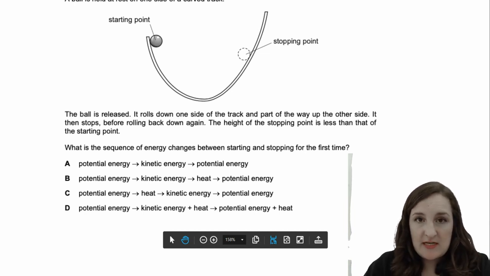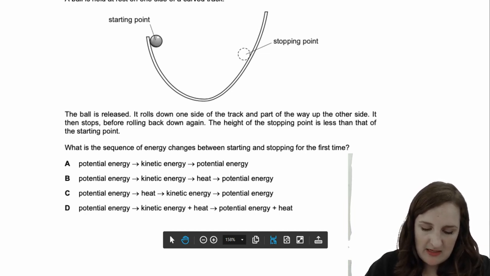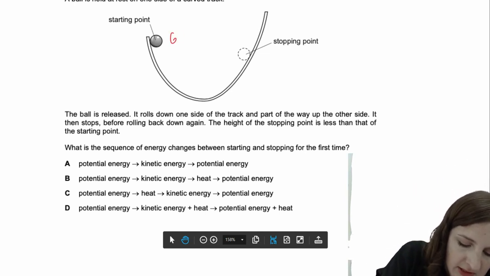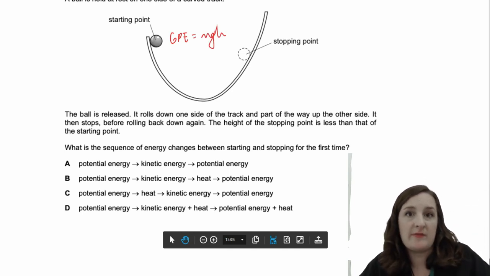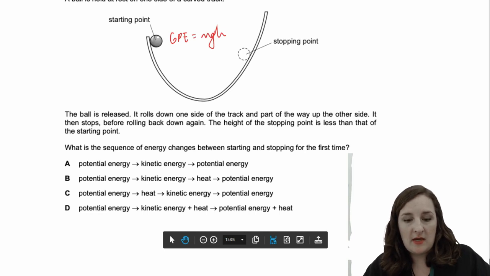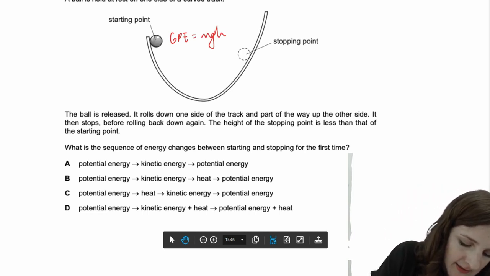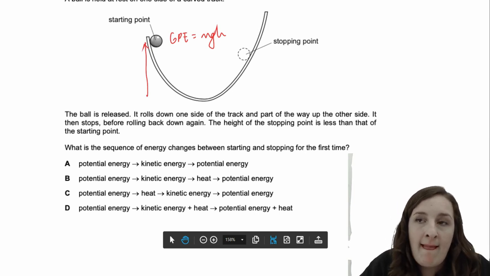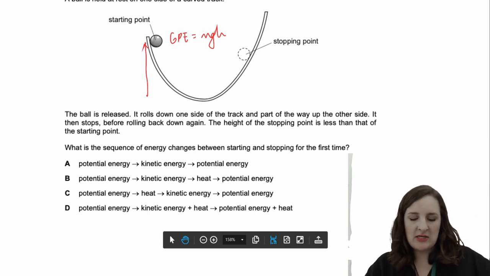So we know that initially the ball is at rest, but it's at a height. And we know GPE is equal to mgh, so it has some gravitational potential energy. As it starts to roll down the side of the track, its height above the rest position decreases, and so its GPE must decrease. Okay, so we know that potential energy is being converted to something else.